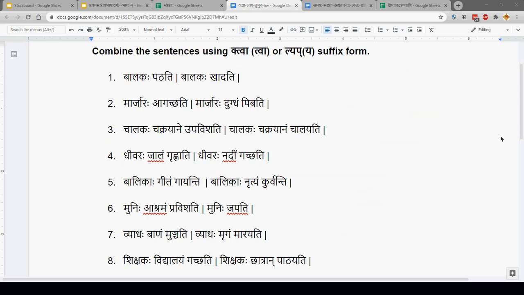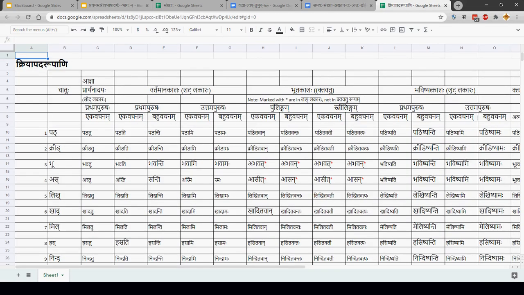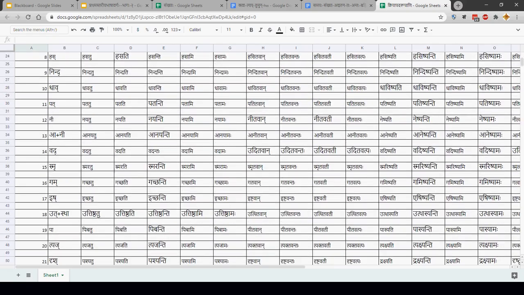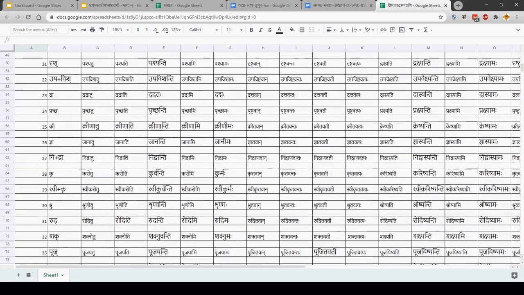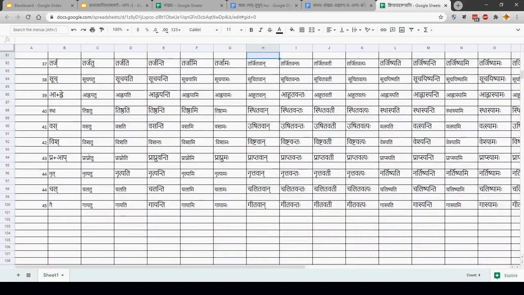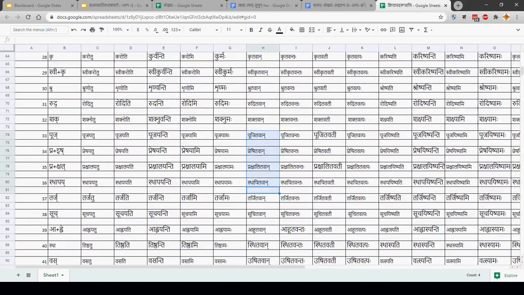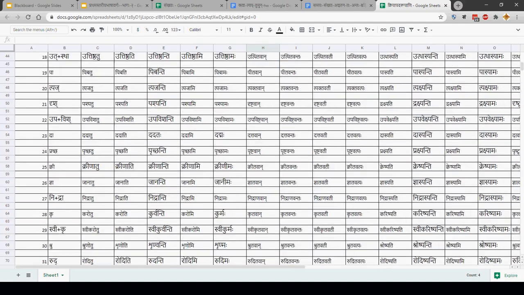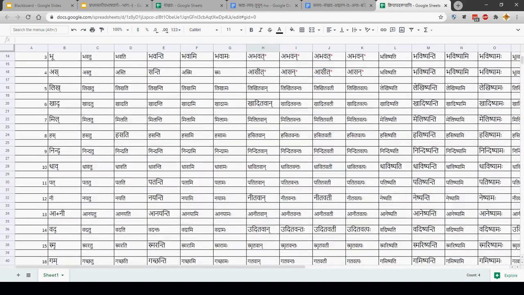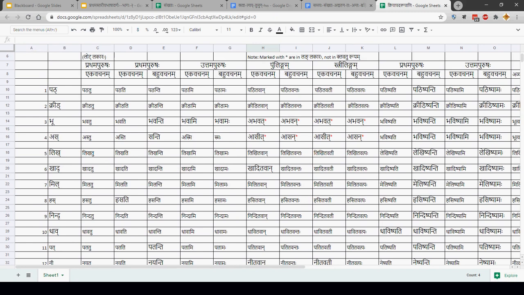Or some of the verbs are listed in this table which is given. I think grah is there, right? No? Grah is not there. You can add it if you want.